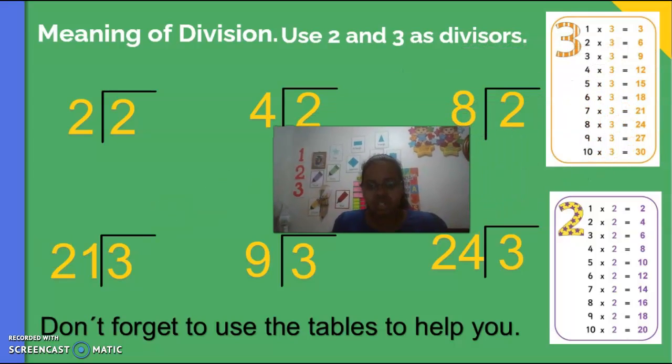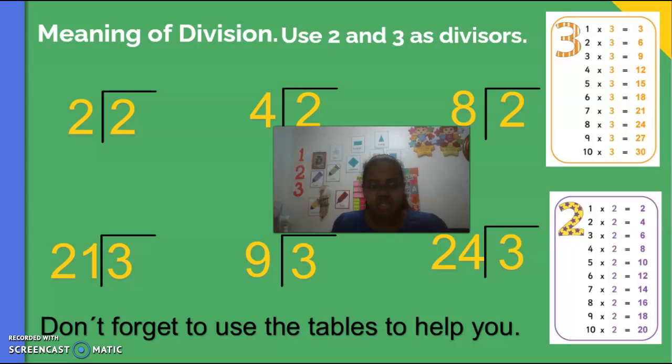After you finish there, you're going to copy meaning of division. Use 2 and 3 as divisor. And here I have one clue. Don't forget to use the tables to help you. 3 times table and 2 times table. Copy please the divisions and solve them.